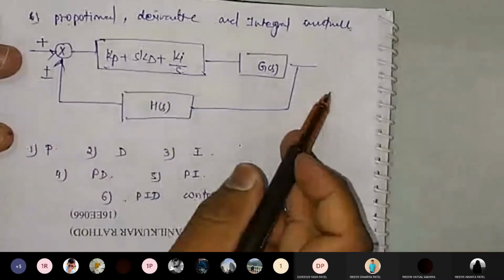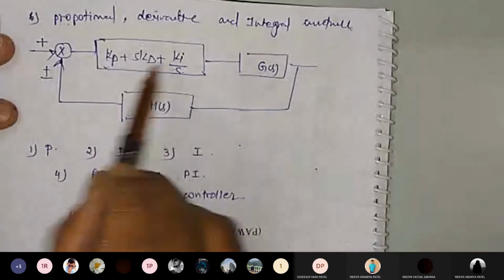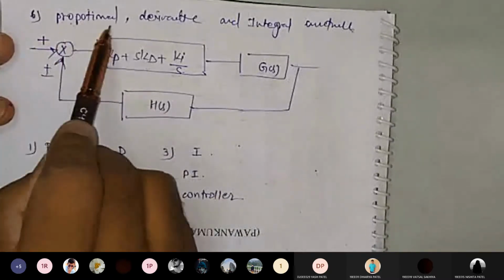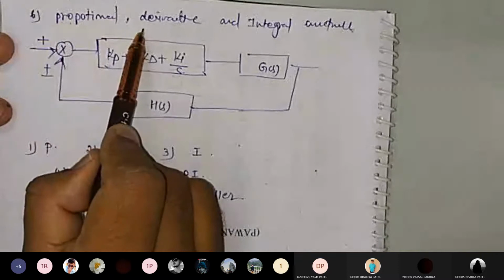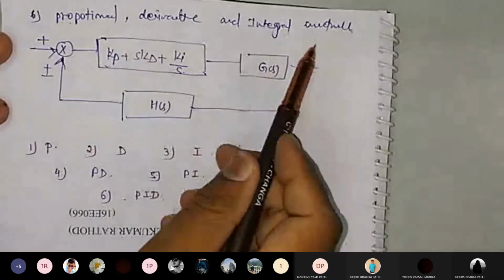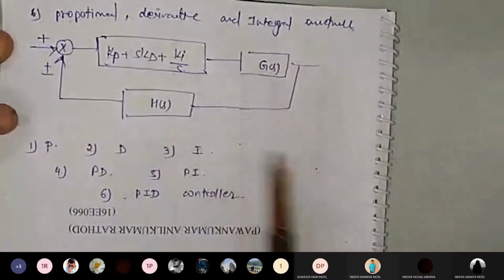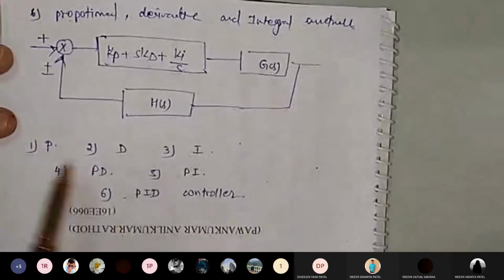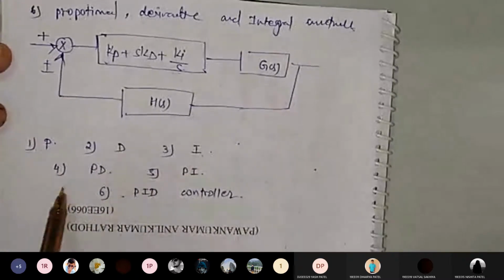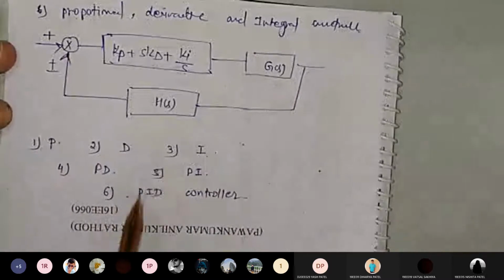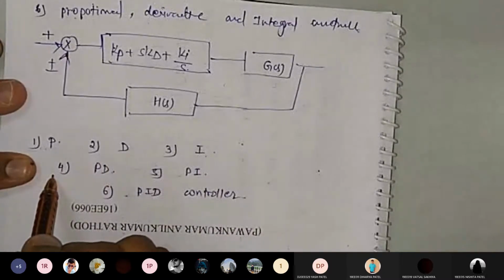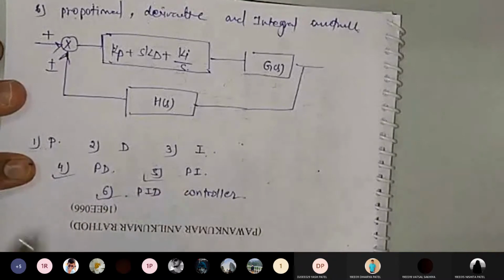Okay, here again mathematical analysis you have to write. Output of the controller is proportional to the error generated and derivative of error and integration of error, and then you have to find out all this. Okay, so total we are having 6 controllers, 3 are individual, 3 are combination. In the industry most of the controllers for control application they are using PD, PI and PID controller.